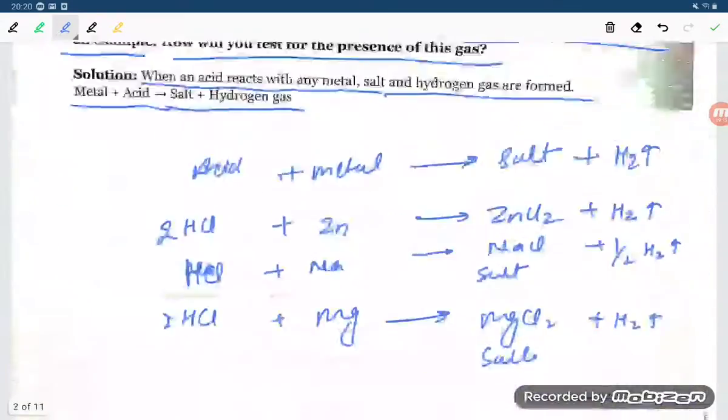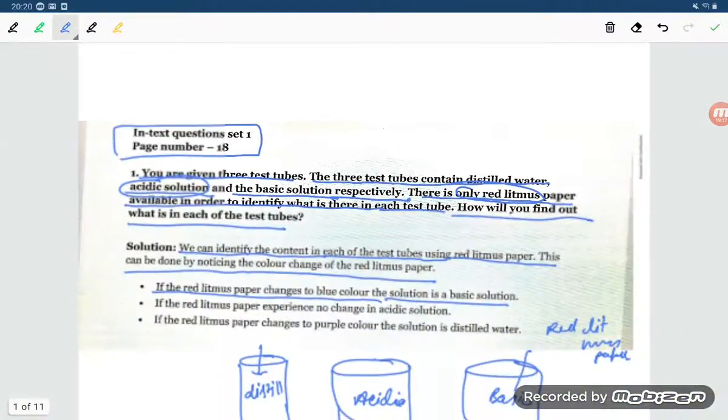So this is all about the intext problems of acids, bases and salts from grade 10, student.